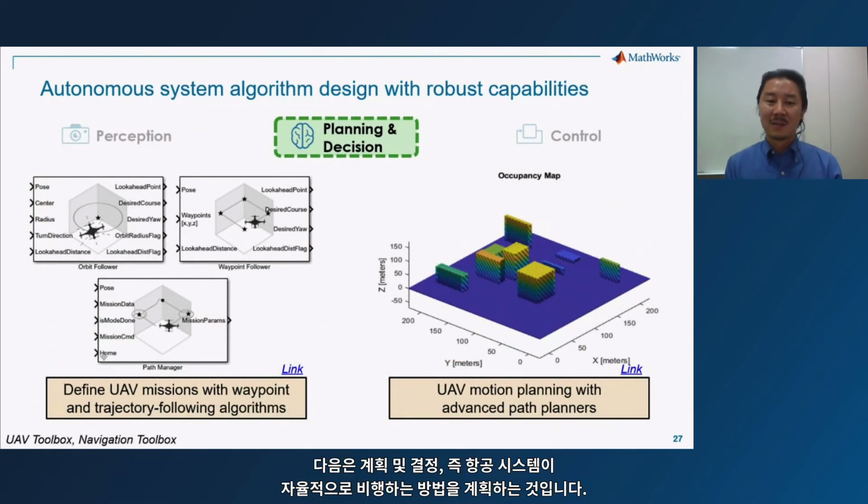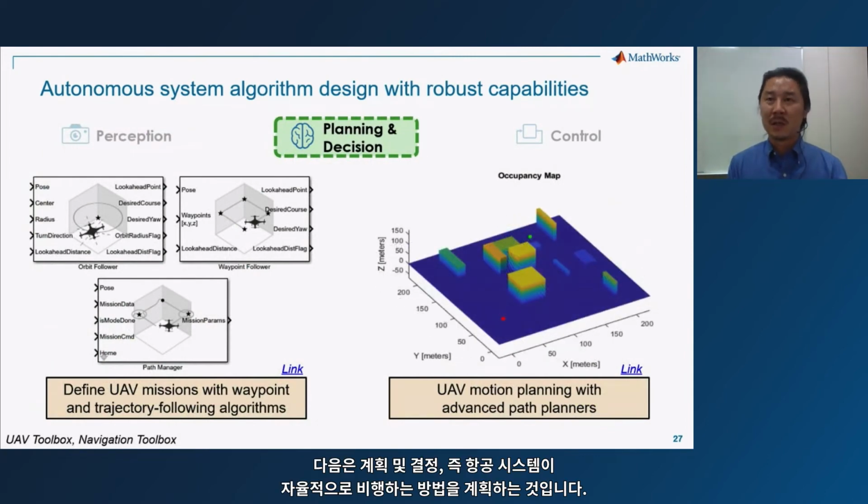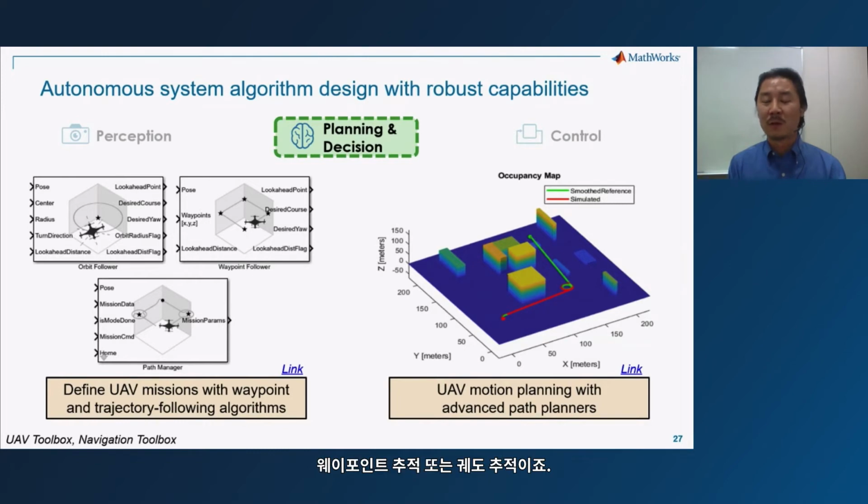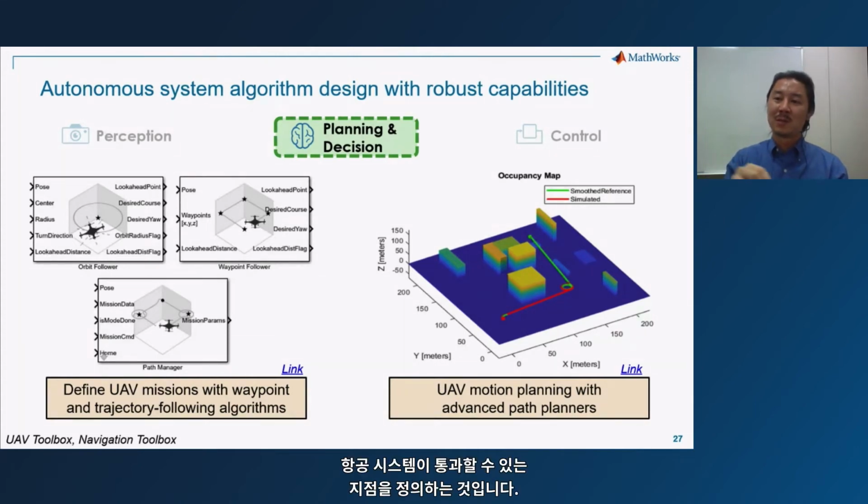Next is planning and decision, or how the aerial system will autonomously fly. On the left side, we have some classical methods of path planning, which are waypoint and orbit following. So for waypoint following, it's basically defining some points within a given location for the aerial system to fly through.